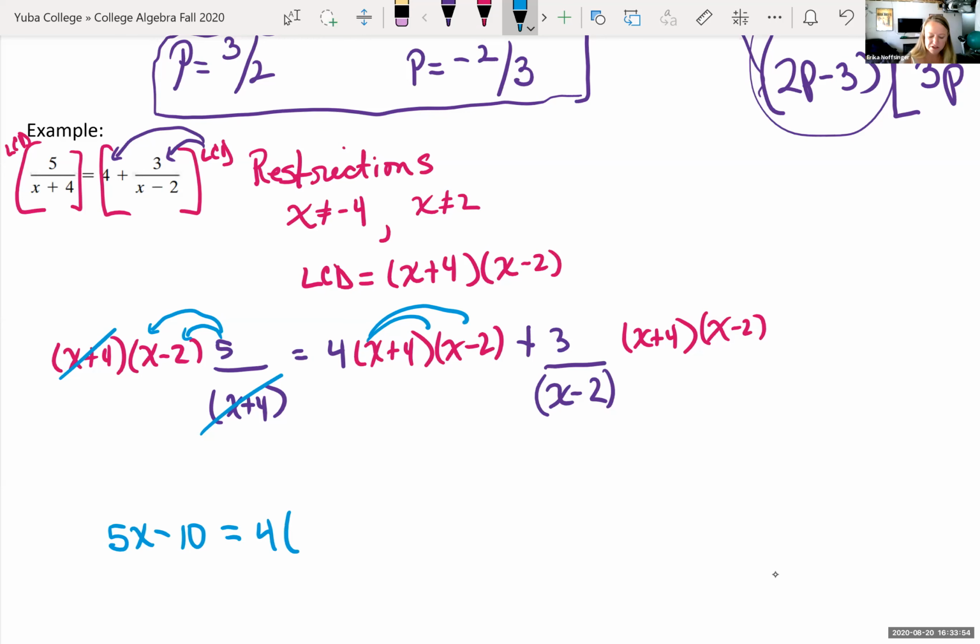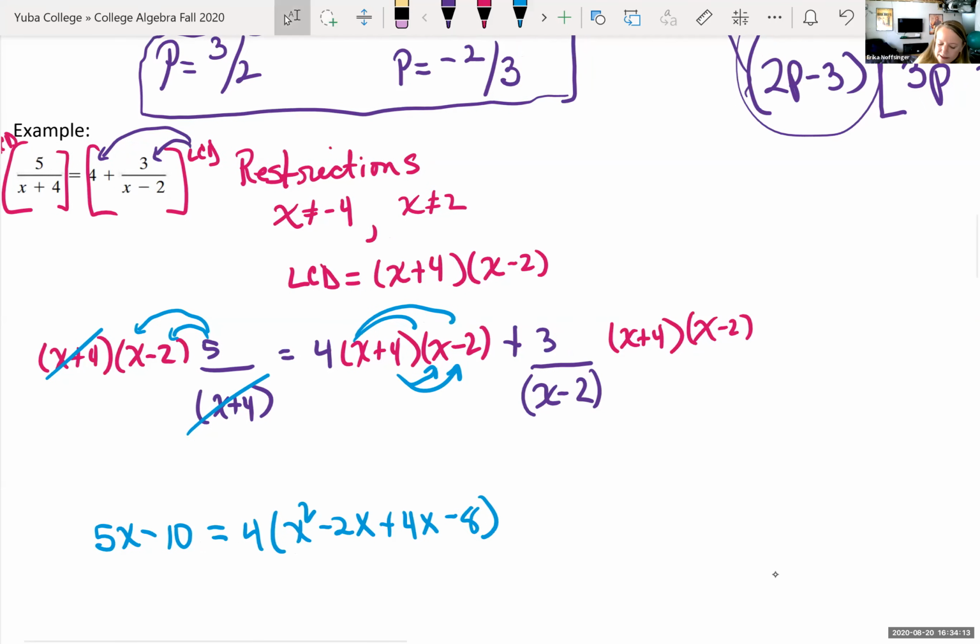So let's distribute that x plus 4 times x minus 2 as we bring it down. And so x times x is x squared. x times negative 2, we get negative 2x. 4 times x is plus 4x. And 4 times negative 2 gives us minus 8. And then we have plus, x minus 2's cancel, and we're going to distribute our 3 while we bring this down to the quantity x plus 4. So 3 times x is 3x, plus 3 times 4 is 12.